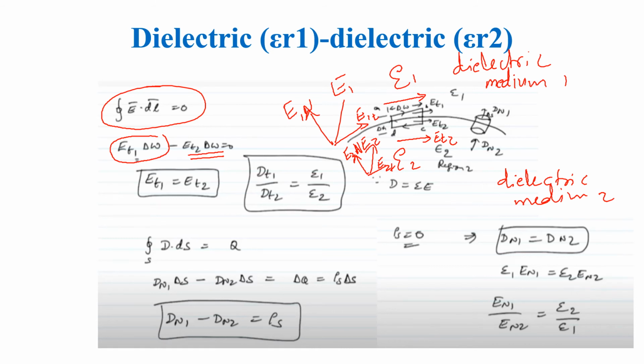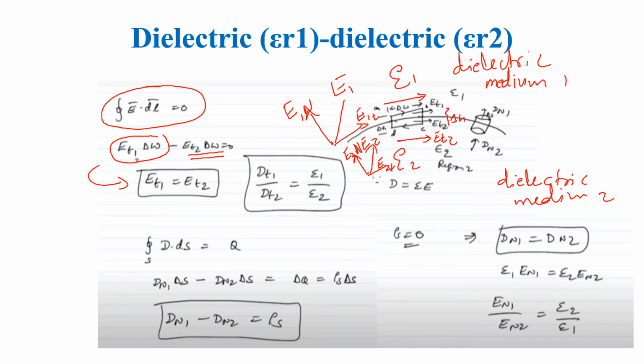Then there are two more components, the B to C component and the D to A component. They naturally become zero, as we discussed in the previous case also. Here they become zero because the side, delta H value, is very close to zero. So those components cancel out. There are no components at all. So this can be simplified: delta W is a common factor, we can take it outside, and 0. So ET1 equal to ET2. The tangential component is the same in the two media.